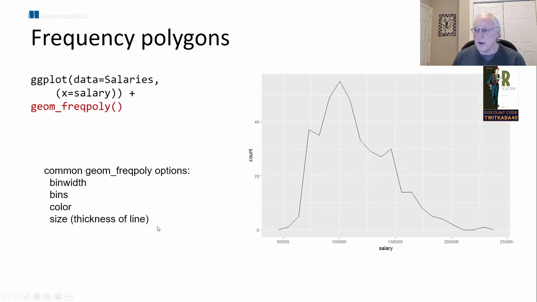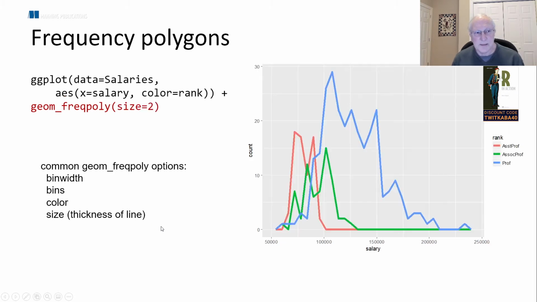One of the nice things about frequency polygons is that when they overlap, they're still easy to read. So here's the frequency polygon for assistant, associate, and full professor. What I did was I created the width of the lines by saying size equals 2. The default is 1. And I map the color to the rank. It'll automatically give me a legend, and now I can see the spread here.